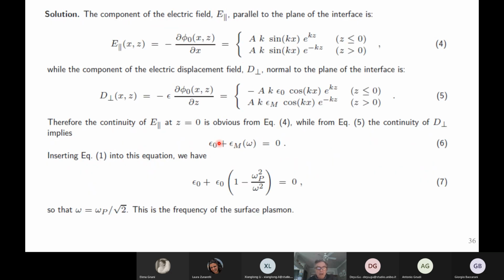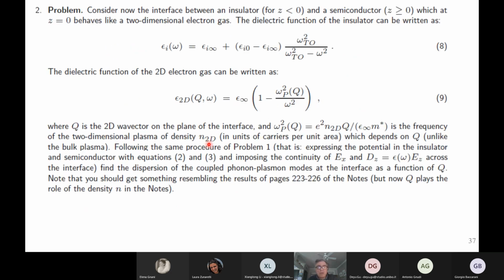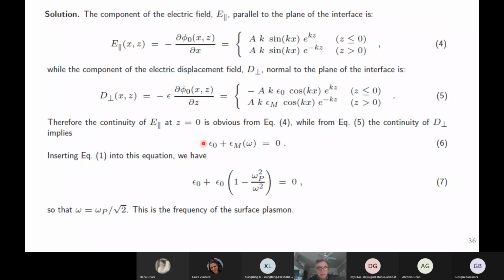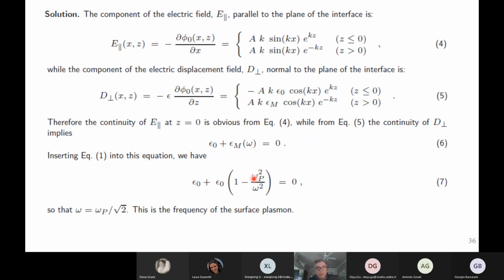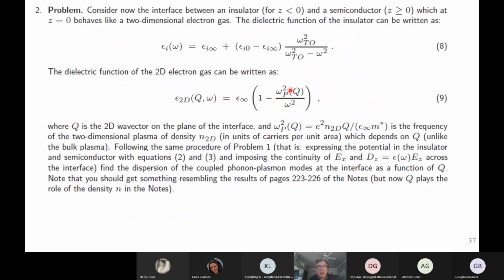This expression, the epsilon 0, which is the vacuum, is now replaced by this dielectric. And for the dielectric, we can write the usual expression for the response due to the ions, which is this usual expression. So now we replace epsilon 0 with this epsilon I of omega. Epsilon 2D is, for example, the two-dimensional electron gas that we have in an inversion layer of silicon. So, for example, we have silicon with silicon dioxide on top.